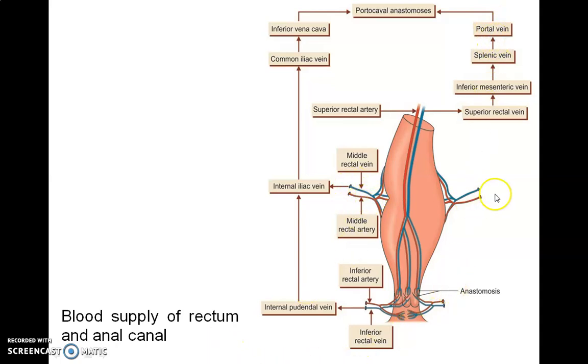Middle rectal veins are 2 in number. They are formed on each side and they pass along the lateral pelvic wall to drain into the internal iliac vein. The inferior rectal vein forms from the plexus and drains into the internal pudendal vein.